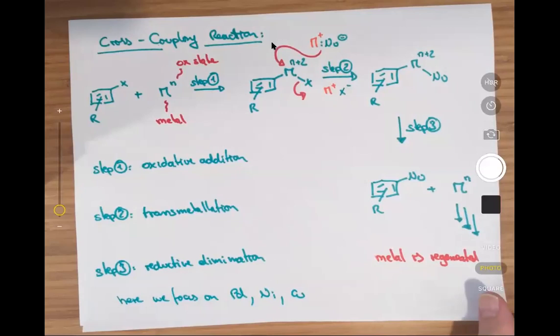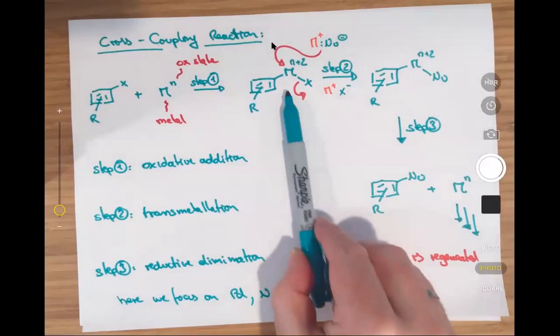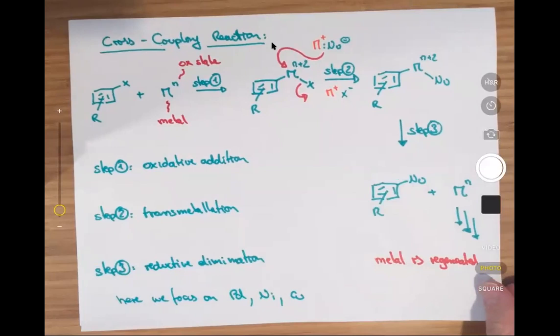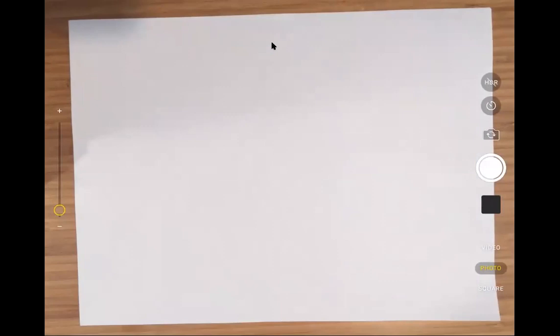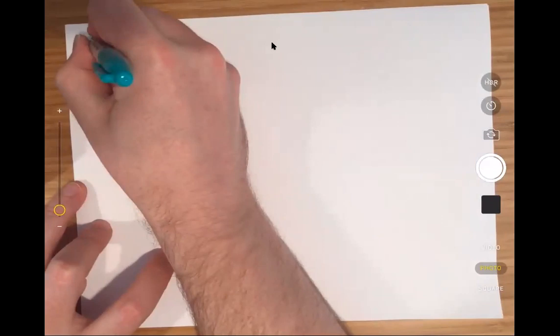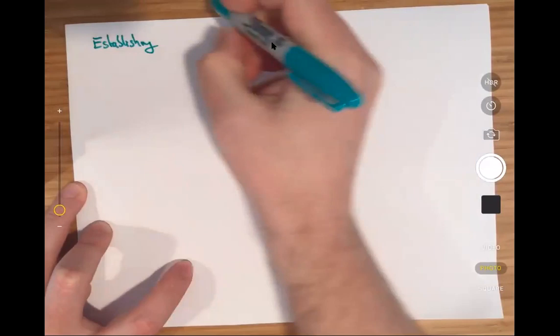All right, now we have to have a little bit of closer look at this magic here with this oxidation state. And this is essentially what we're going to start looking at first here, how to determine effectively the oxidation state of transition metal complexes. So establishing metal oxidation states.